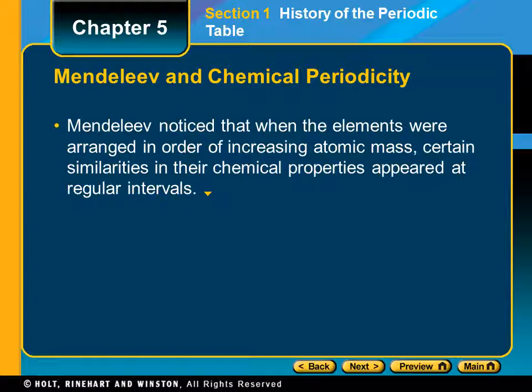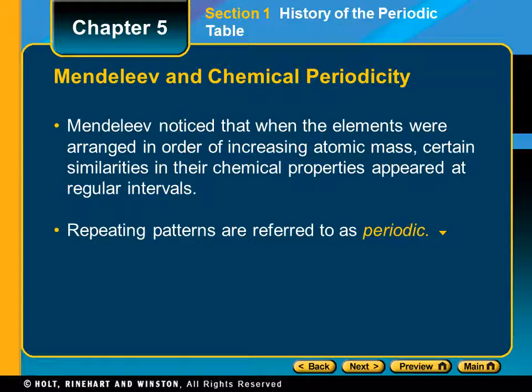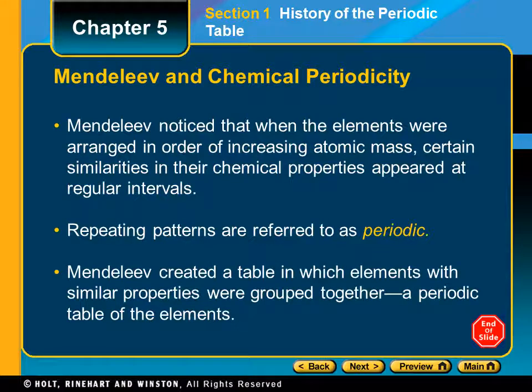With Mendeleev, he noticed that when you arrange elements in order of increasing atomic mass, there end up being certain similarities in their chemical properties, and these similarities would show up at regular intervals. So maybe the first 10 arranged in terms of atomic mass had some similarities, and then the next 5 had some similarities, and the next 10 after that had some similarities. And he saw these as repeating patterns, and that's where the term periodic comes from, because the term periodic refers to repeating patterns.